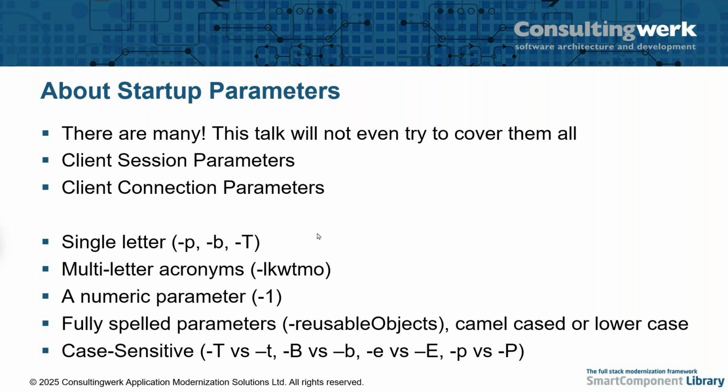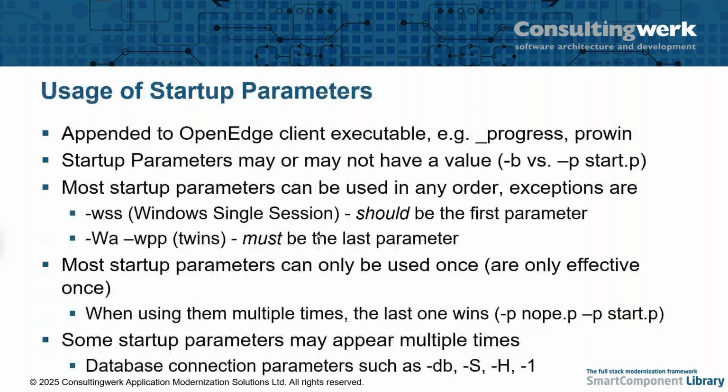The last one: minus p is a client startup parameter. Minus capital P is a database connection parameter to provide a password to a database connection. So they have completely different meaning, whether they're uppercase or lowercase. You need to get used to that. You use them by appending them to the client executor when you start a session. So underscore progress minus B, ProWin.